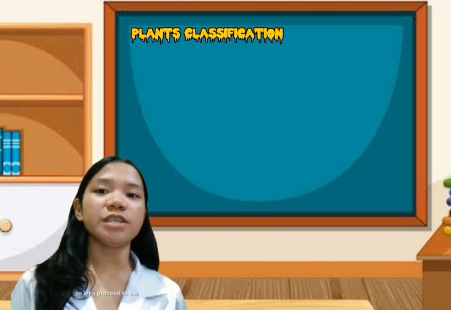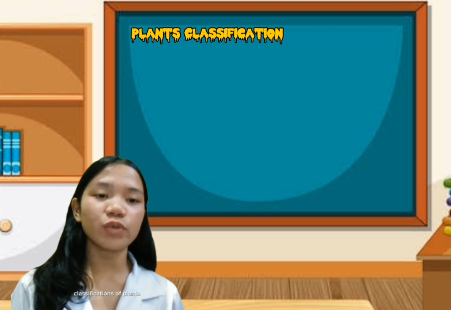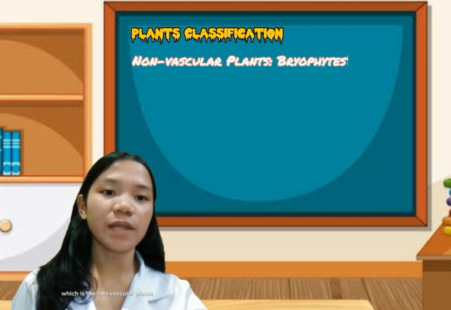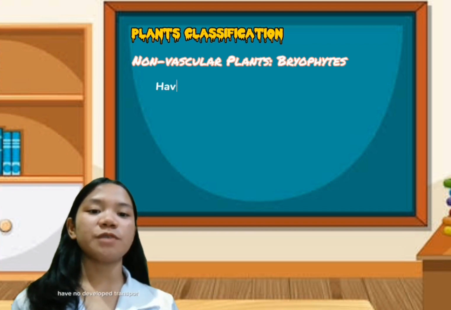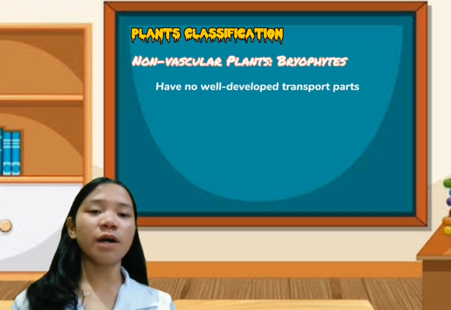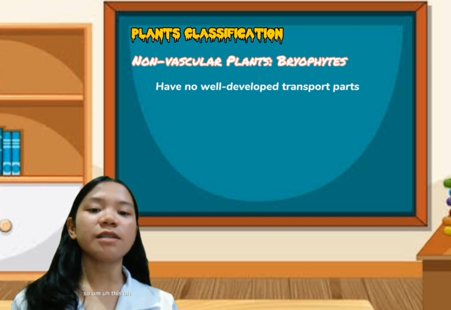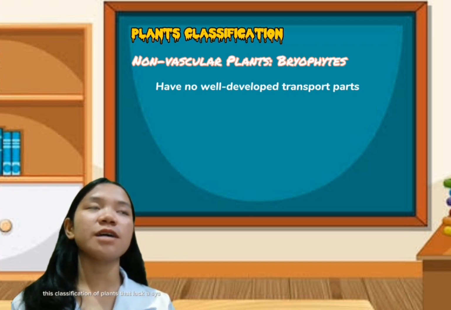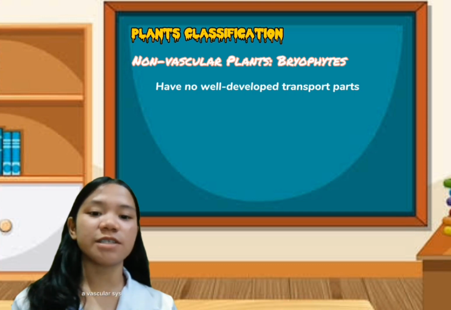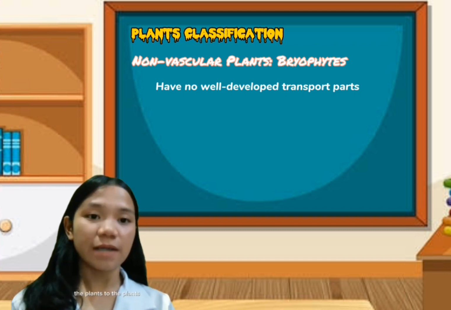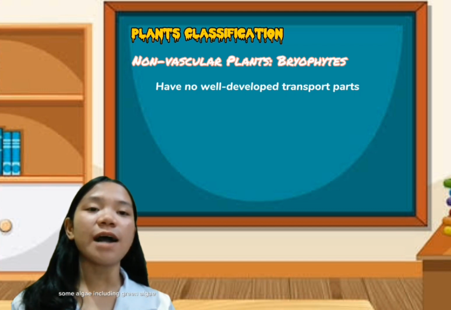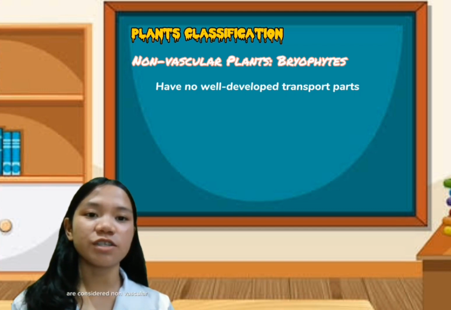So let's proceed to the second classification of plants, which is the non-vascular plants. Non-vascular plants have no developed transport parts. This is a classification of plants that lack a vascular system, specifically the xylem and phloem, that transport nutrients and water to the plants. Some algae, including green algae, are considered non-vascular.